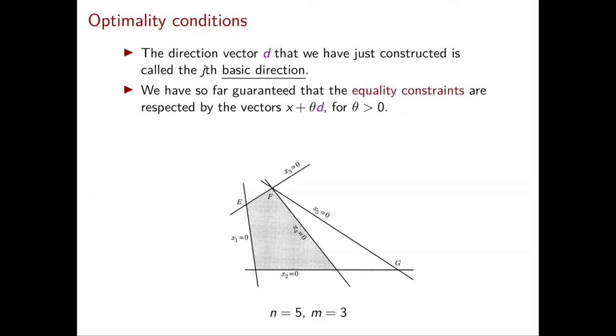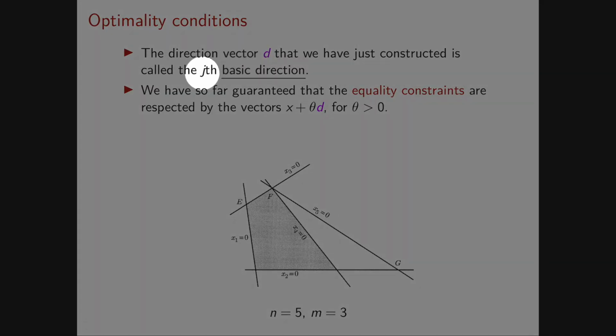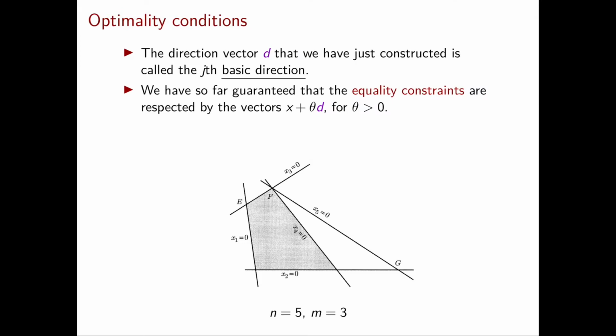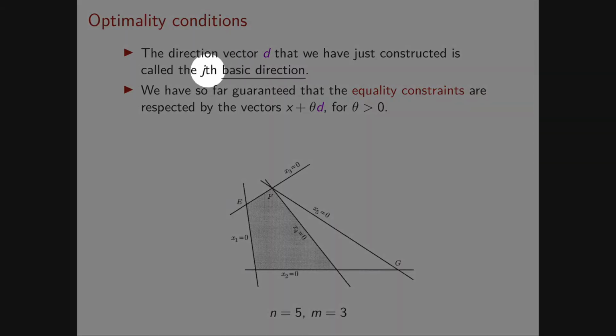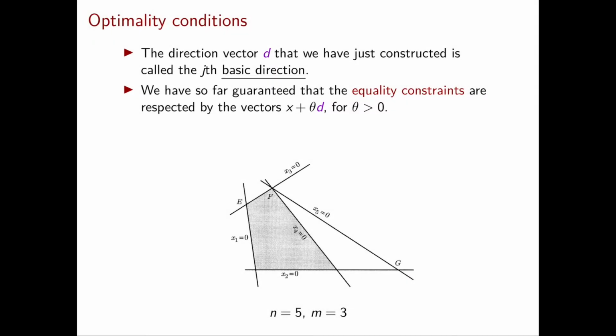The direction vector D that we constructed will be crucial throughout this chapter, and it will be called the jth basic direction, where, if you remember, j is the index of the non-basic variable that we want to increase. Let's see an example of a basic direction in the picture below.